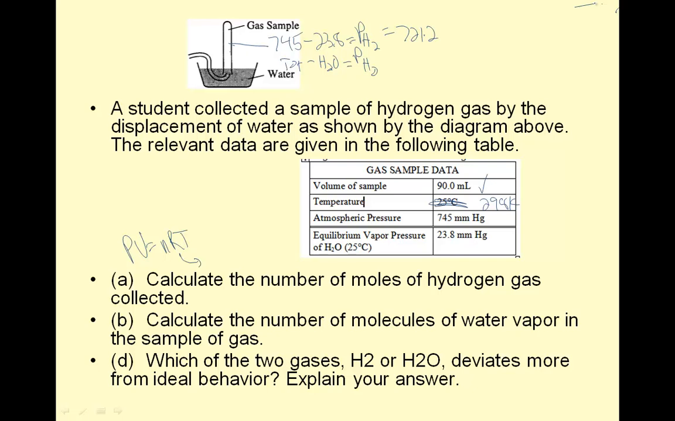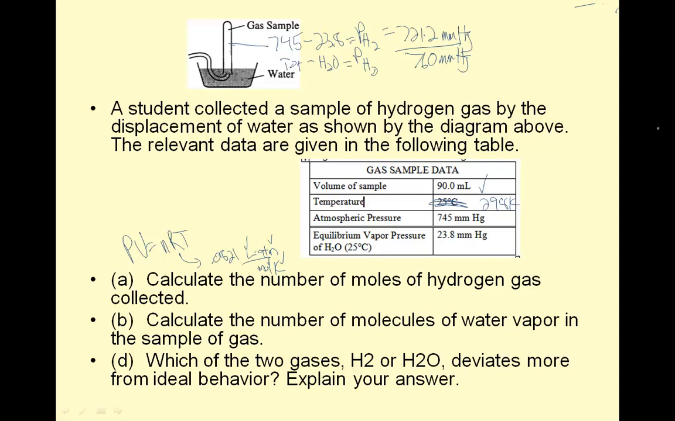Now, when I use PV equals nRT, R is a big pain because R is 0.0821 liter atmospheres per mole Kelvin, which means I need to obey all of those units. I need to be in liters, atmospheres, moles, and kelvins. So the 721.2 millimeters of Hg I need to change into atmospheres, and I do that by dividing by 760 millimeters of mercury.